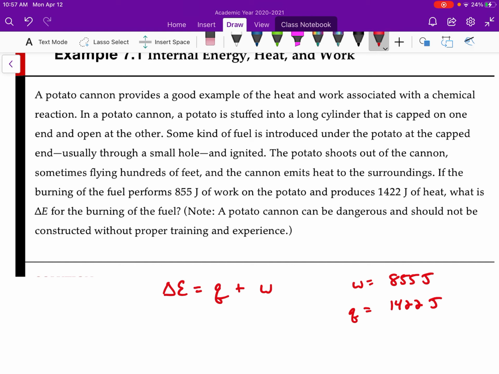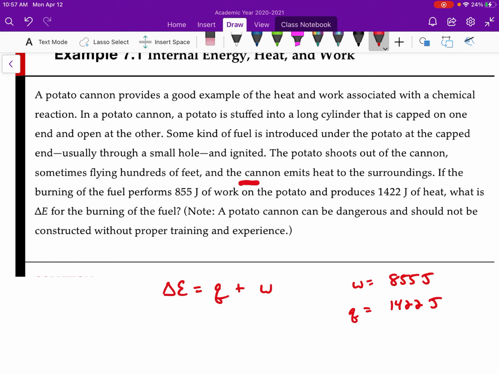Joules is a unit of energy. The big question is, what are the signs of both? Because if we screw up the signs, we're not going to get the right answer. So we got to be really careful here. So I think the easier one to look at first is the heat, okay?